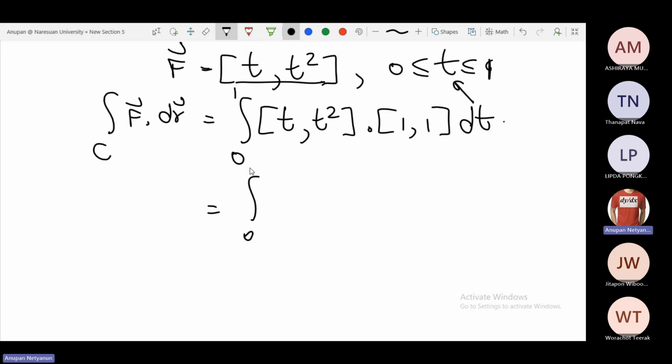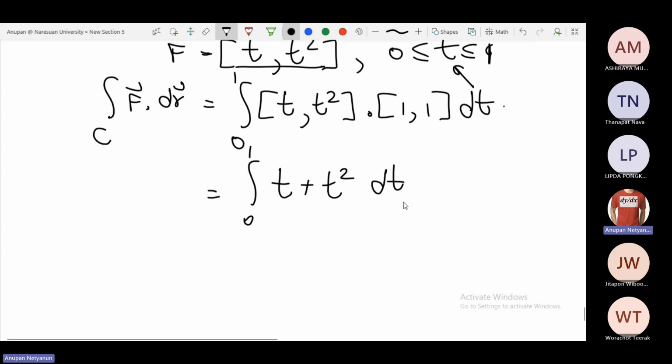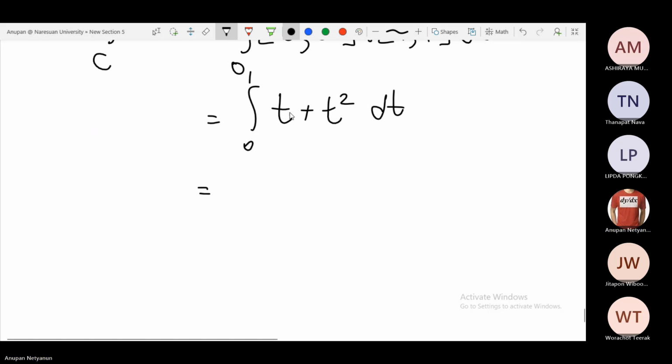Okay? So what you have is the dot product of these two. So you multiply the same components together. So t times 1 is t, and then t squared times 1 is t squared. Then you add them together. That is the dot product. So dt. Then you do the integration with respect to t. For this, you have t squared over 2. This one you have t cubed over 3. Okay, and the running number for t is 0 to 1.